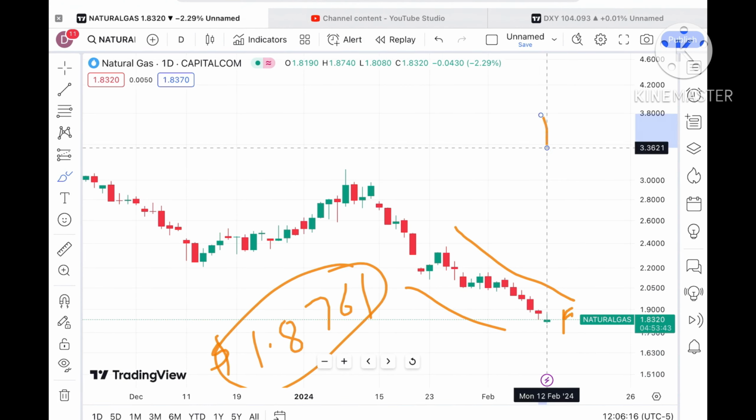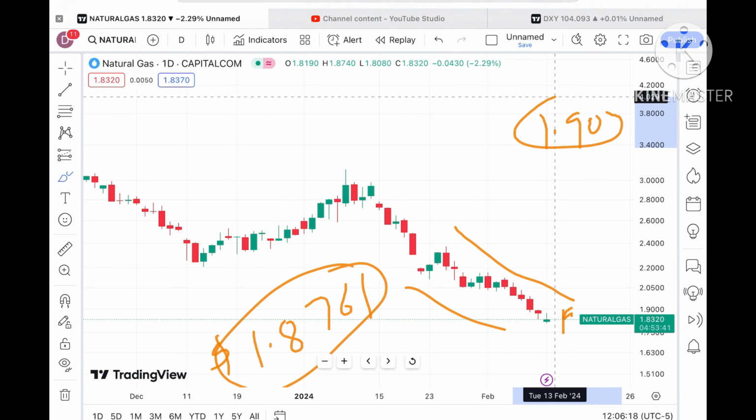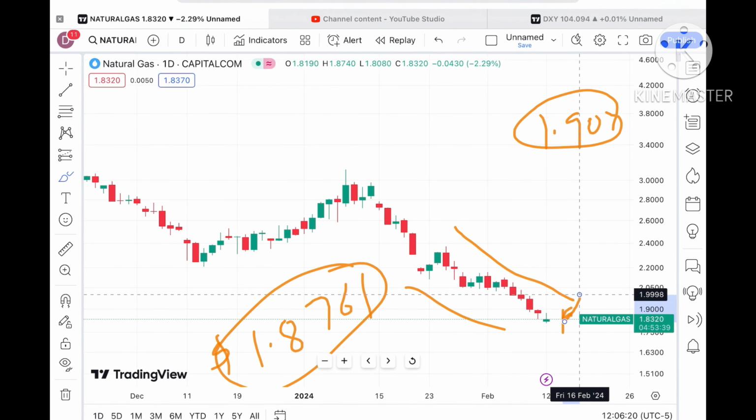And if the price keeps moving above that particular zone, we will see it go above a level of $1.9023.